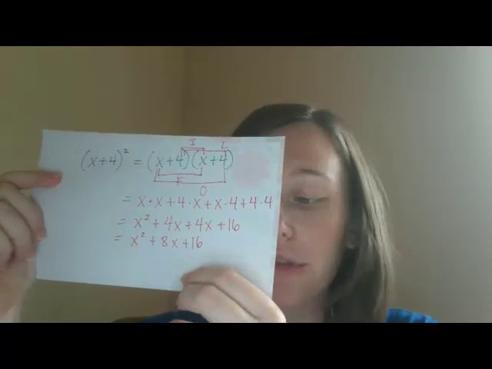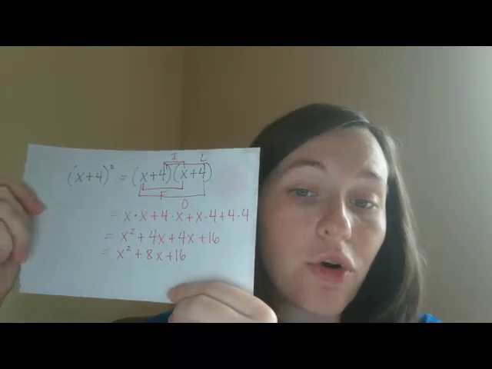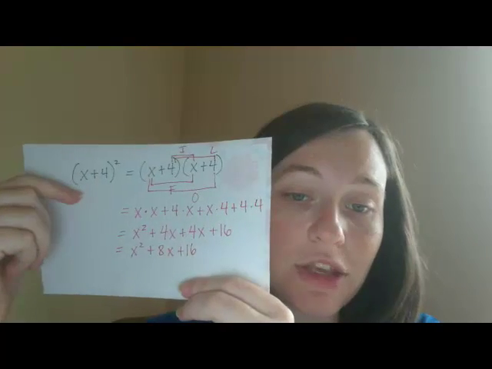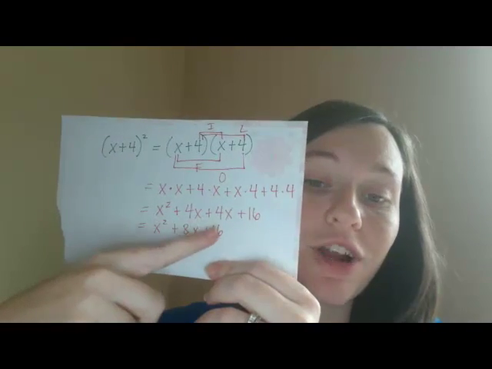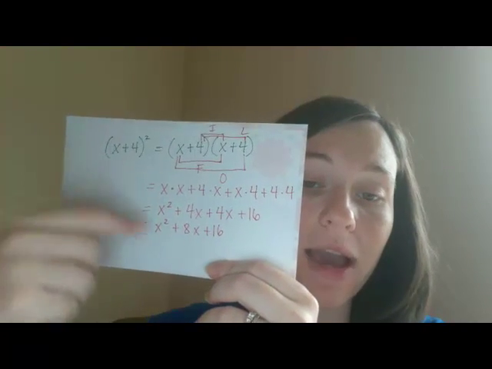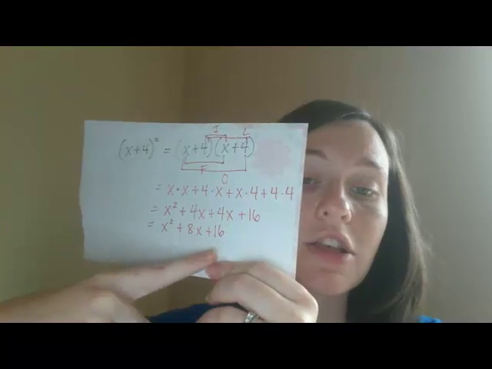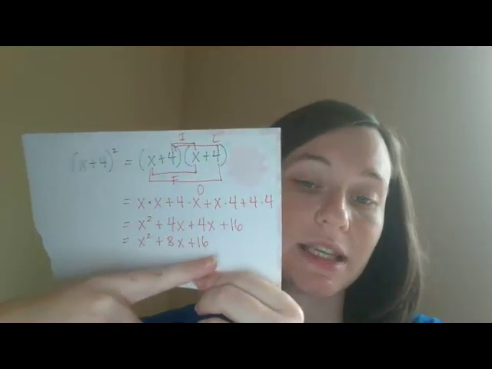Now you have to ask yourself, are you done? Or are there any more terms that you can combine? That's right, 4x and 4x are like terms, so they can be combined and they become 8x. So we have x squared plus 8x plus 16.